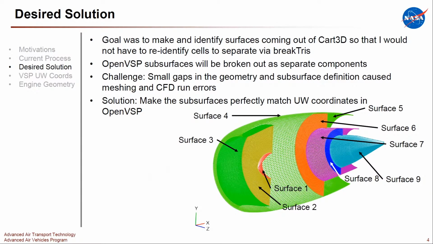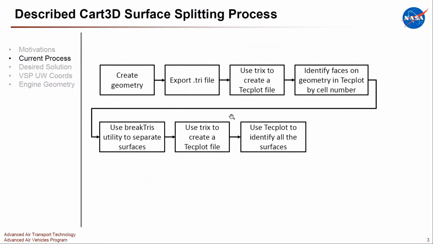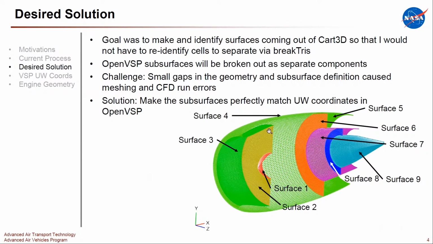If you heard one of Rob's talks earlier about subsurfaces, OpenVSP has these subsurface features that will break out surfaces into subsurfaces. It tags them, and they'll create separate components automatically. When I first started this, I had these really small gaps because I would say, hey, look, I want a subsurface right along this inlet geometry. But based on where my components were in the UV space, they wouldn't line up perfectly.